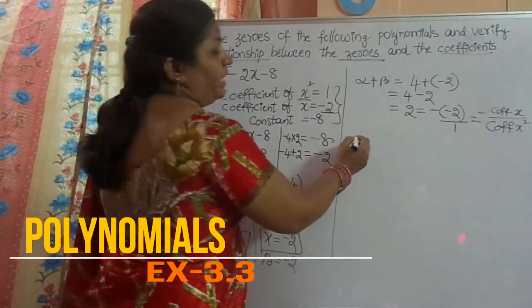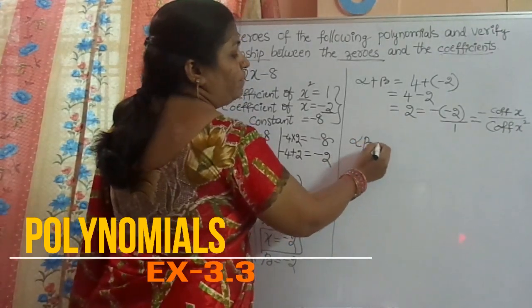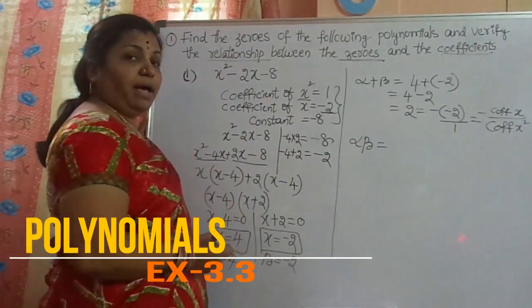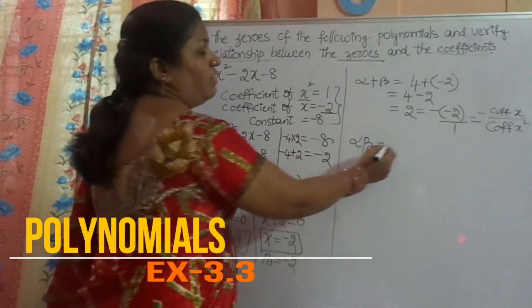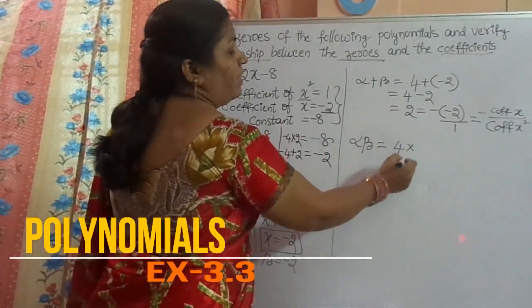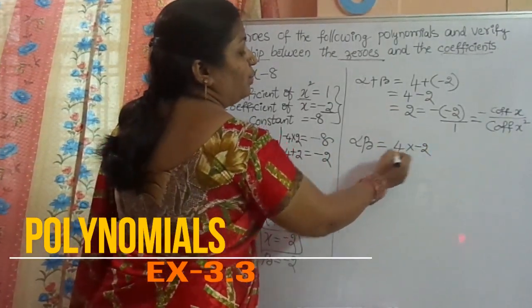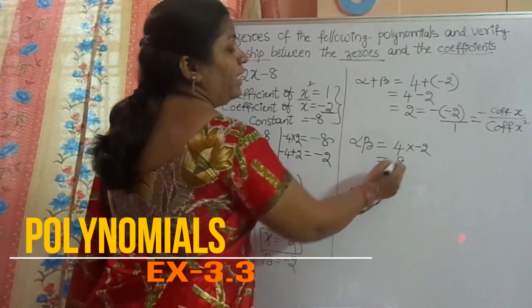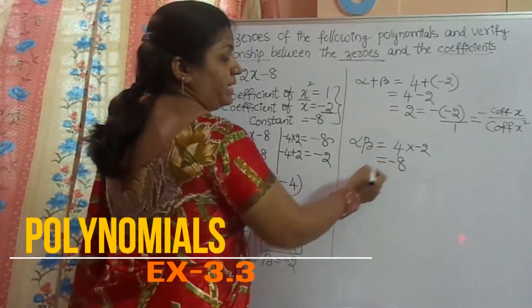And next, the product of zeros, alpha beta. What is the alpha value? 4. And the beta value is minus 2. 4 twos are 8. Here we have the minus symbol, so minus 8.